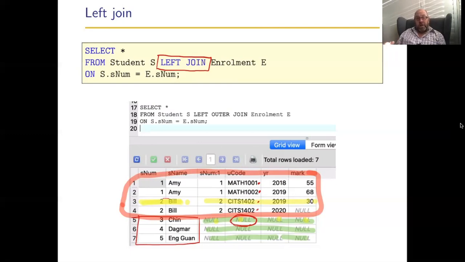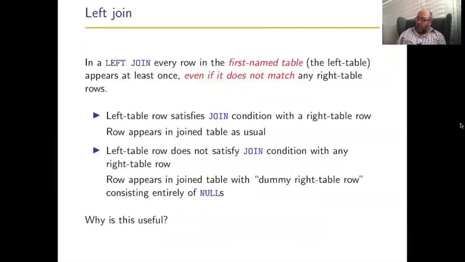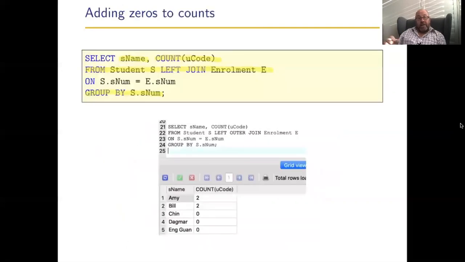So this now tells me that Chin has 0 enrollments. Well, that actually is exactly what we want. In this case, we want to know that Amy has 2 enrollments, Bill has 2, Chin has 0 enrollments. So this is the sort of thing that might be useful when you're sending reminder letters out to students, because it would indicate that the student has connected to the system, but they haven't created any enrollments. So you might send them a reminder letter.